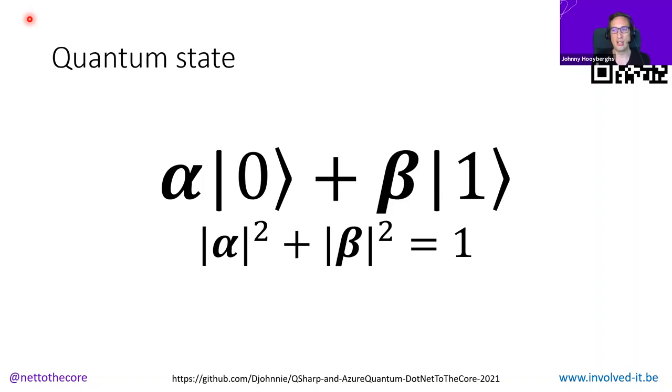If you take a look at the second formula, which says that the absolute value of alpha squared plus the absolute value of beta squared equals one, then this one is your 100% probability. And so there is a 100% probability, and we need to divide that probability amongst the zero and the one state. And this is the formula to do that.